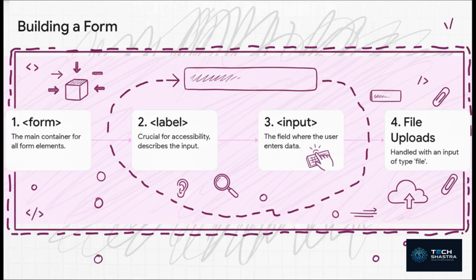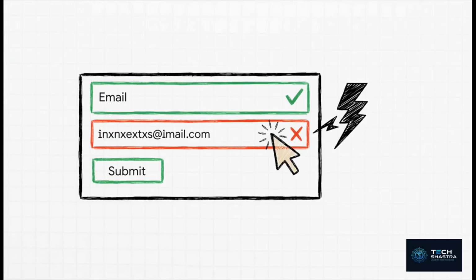It's that easy. And this is where JavaScript, our electricity, comes back into play. We can use it for something called client-side validation. What that means is we can check for errors, like if someone types in an invalid email address, before they even submit the form. It gives them instant feedback and makes for a way better user experience.